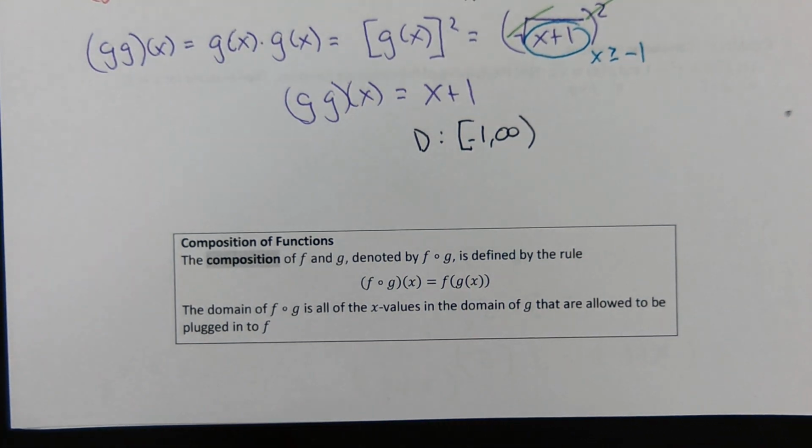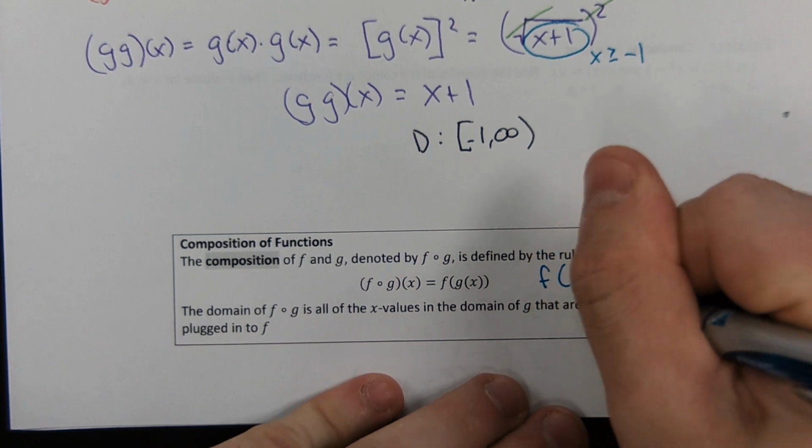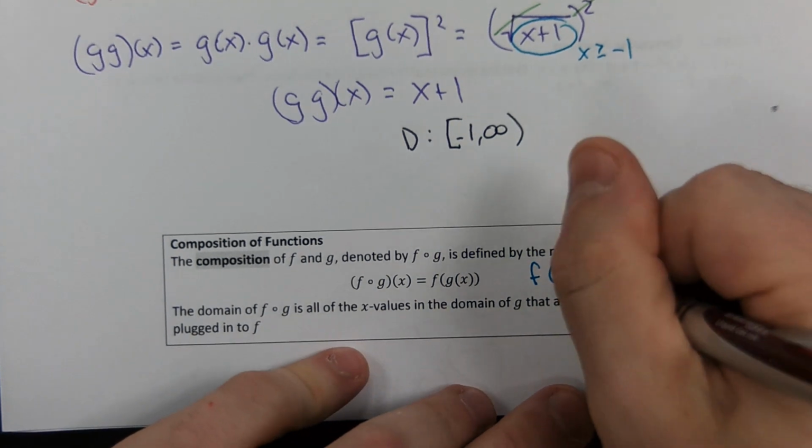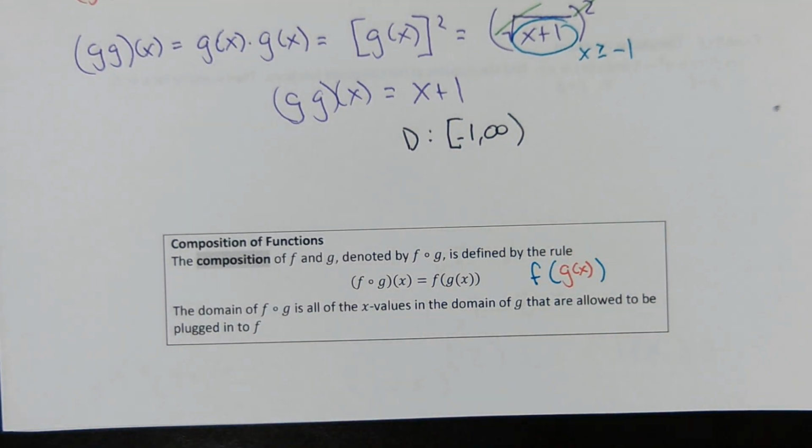Maybe it would help you to see it in colors. It means everywhere that f had an x, you're going to put a set of parentheses and replace it with something else. That should sound familiar to you, like all horizontal transformations. Everywhere you had an x, you put a set of parentheses and replaced it with something else. You didn't know this, but all horizontal transformations are compositions of functions. You just didn't know it had a special name yet.